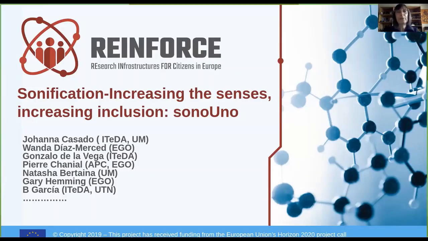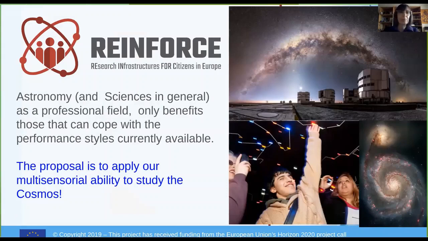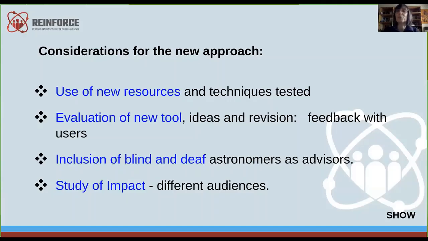Sono Uno is part of the development of Rainforce, the research infrastructure for citizens in Europe. And the idea is increasing the senses, increasing inclusion. Almost all that we know about the cosmos is outside the visible region of the electromagnetic spectrum. And also we have information through the multi-messengers. And this opened a new window to the study of the cosmos. And the proposal is to open a new one, applying our multisensorial ability to study the cosmos.